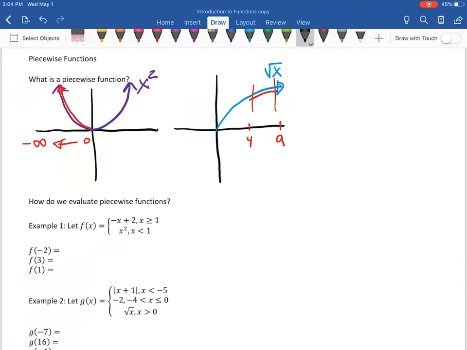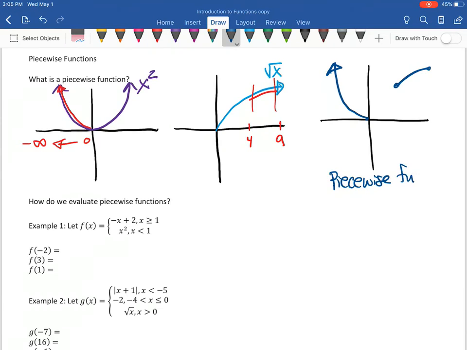So then if I take those pieces and put them together in a new graph, it would look like this. Here's the quadratic function that's from minus infinity to 0, that piece. And then the piece of the square root from 4 to 9 would look like this. And this would be my piecewise function. So I took pieces of other functions, put them together on a different graph, and created a new function.